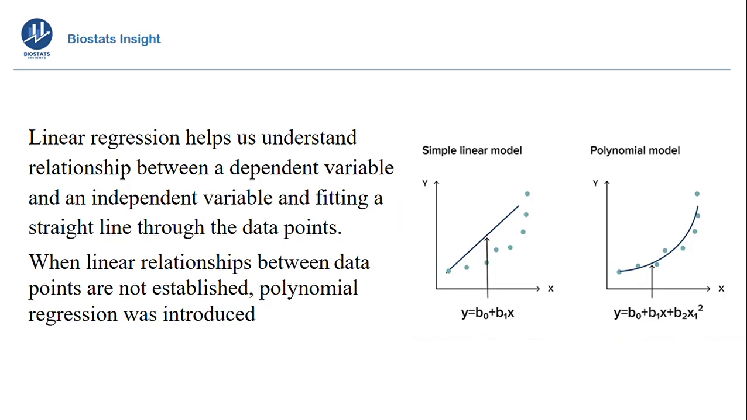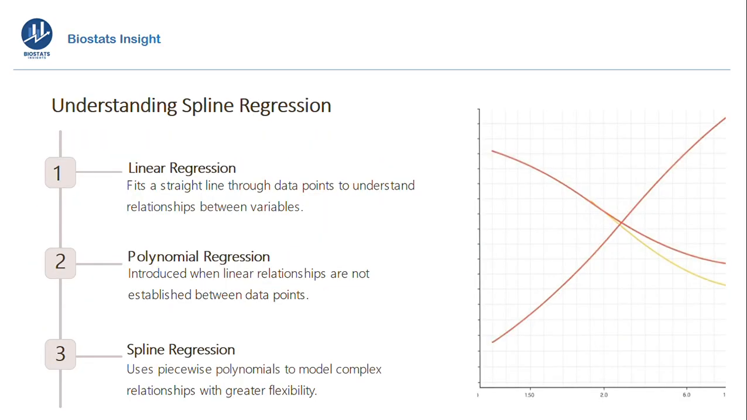Regression, or linear regression, is the analysis where we are able to understand the relationship between dependent and independent variable with the help of fitting the straight line through the data points. Okay, when the linear relationship does not exist, at that time, polynomial model will come into the picture. Yeah, so understanding spline regression.